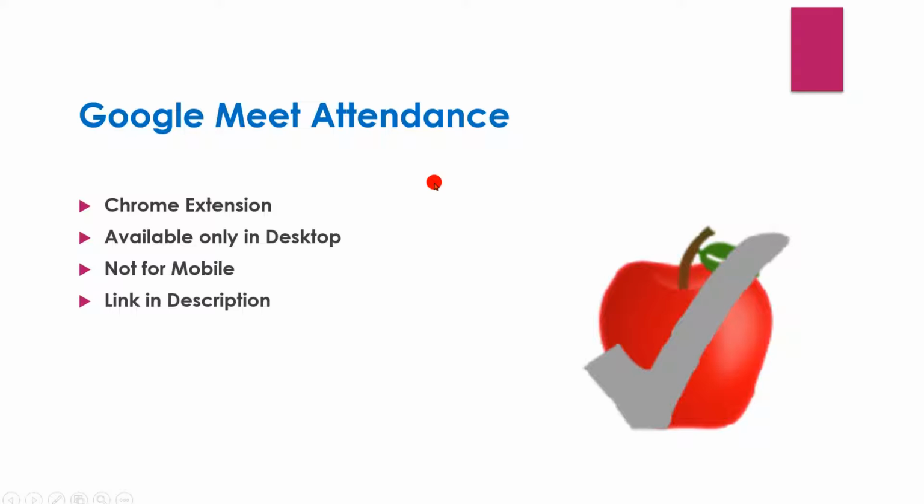Then Google Meet Attendance is a simple extension which is added in Google Meet. Through this Chrome extension, you can record attendance for all the participants, who entered at what time in the meeting, and you can make a note of attendance. It is only available in the desktop version, and it is not available for mobile.